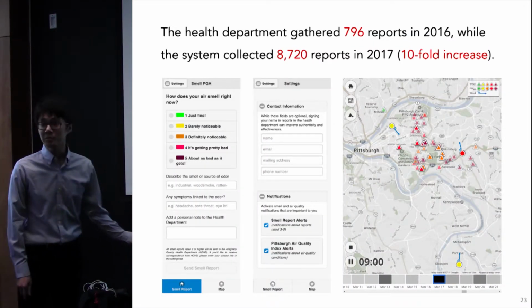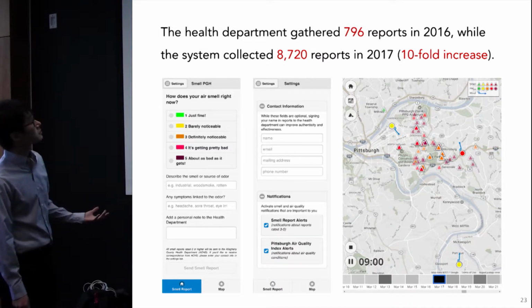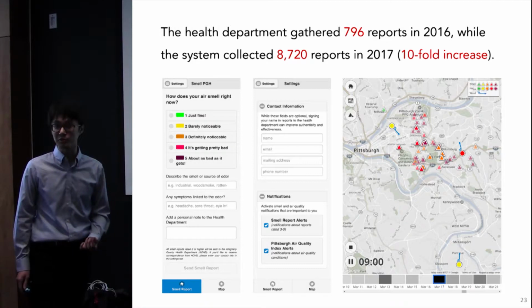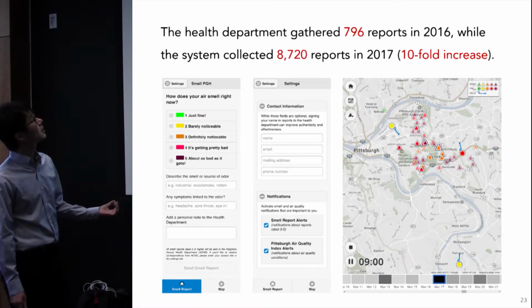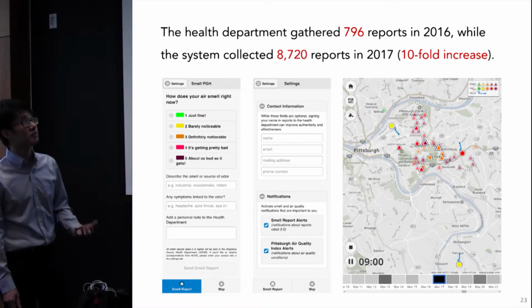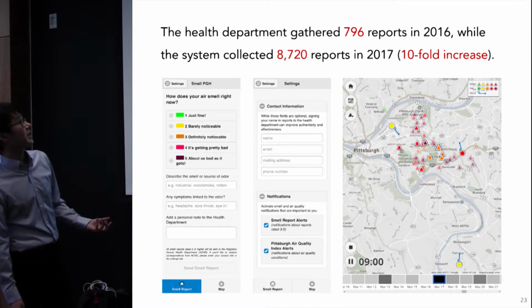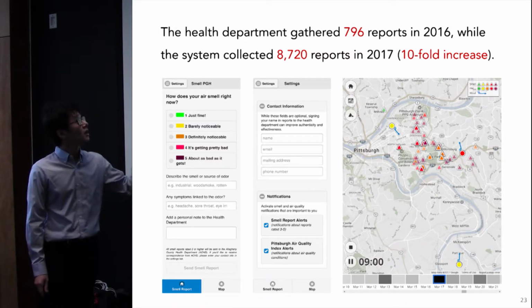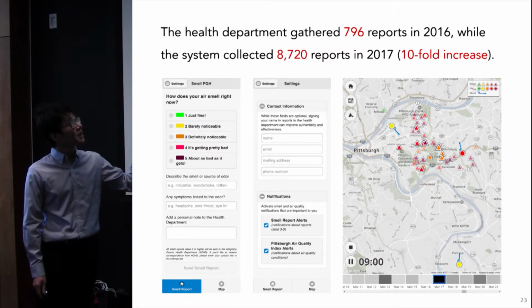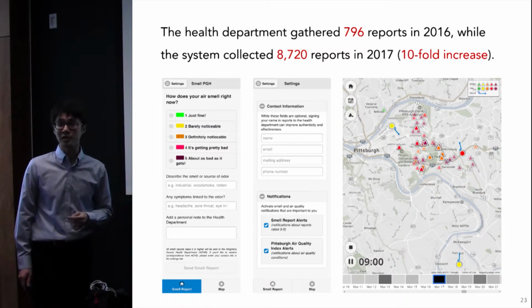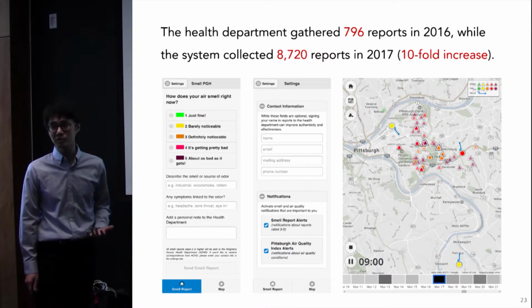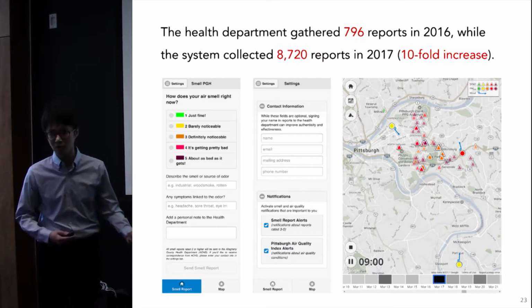So just some numbers for comparison. In 2016, the health department collected about 800 smell reports and other complaints. But our system is able to collect a tenfold increase, about 8,700 reports. Moreover, among the 800 reports collected by the health department, 45% of them have missing location information. But in our data, we have no missing location information, and we have all the timestamps correct.